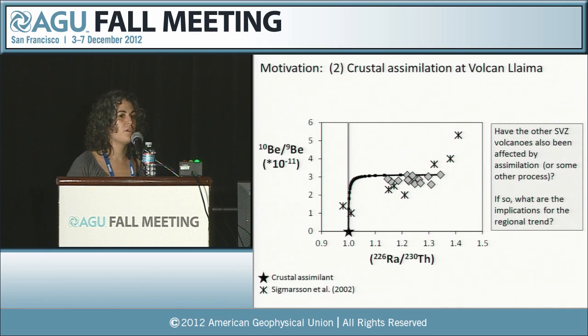So this led us to ask the question of whether the other volcanoes in the southern volcanic zone have also been affected by assimilation or some other process, and what this means about the regional trend and whether or not the timescales that we get from it can stay the same.